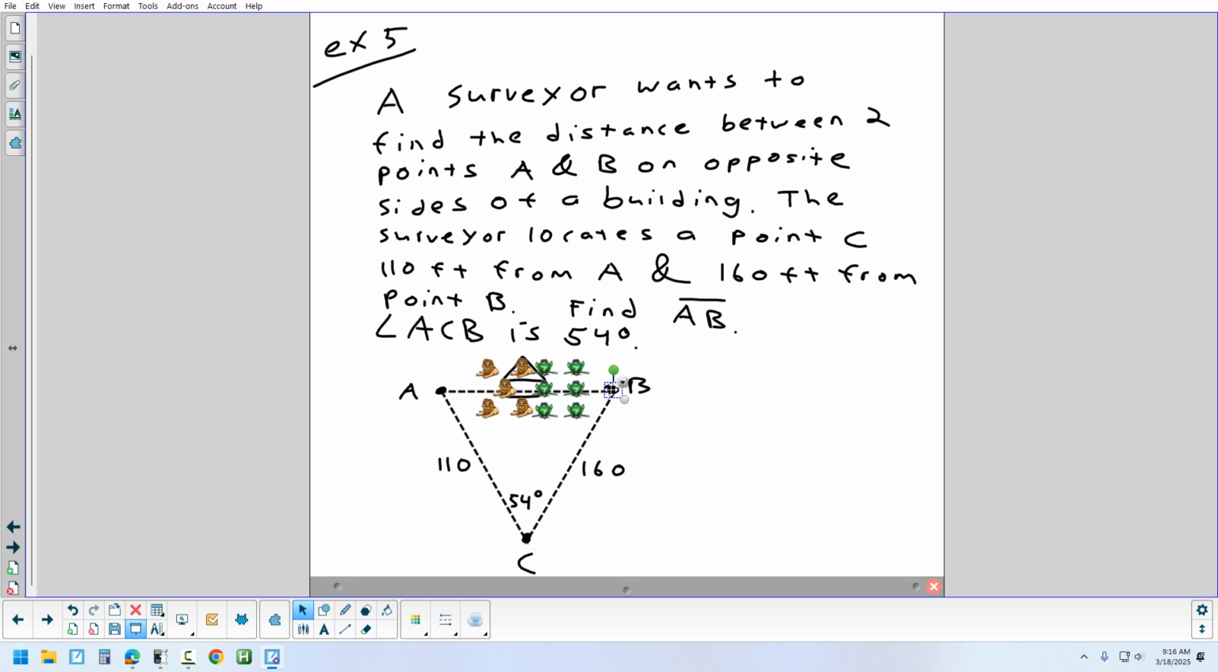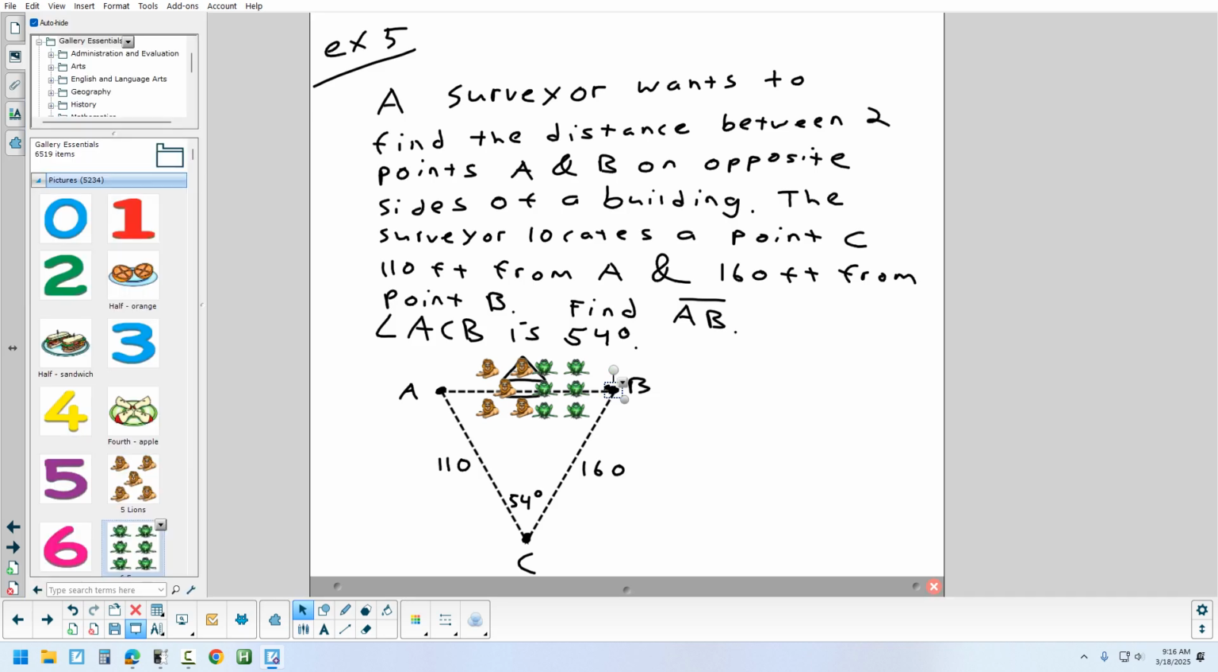And that 54-degree angle, that's the amount that they have to turn, from where they had their laser pointed the first time, and then they rotate, and then they stop. They can measure that angle that they rotated. All right? So that's 54 degrees.